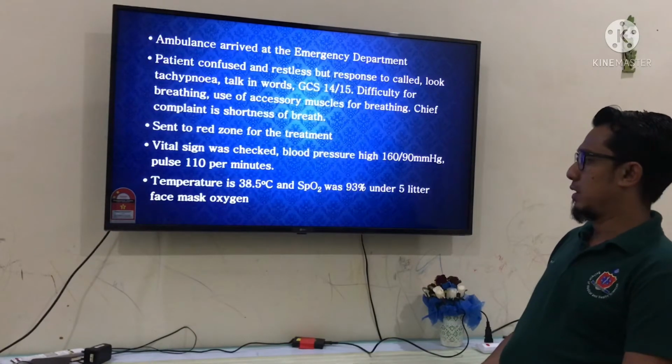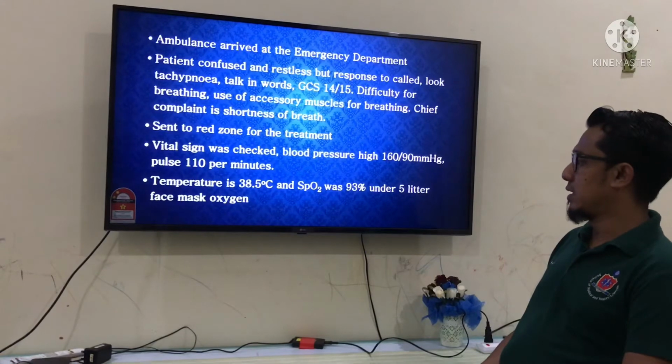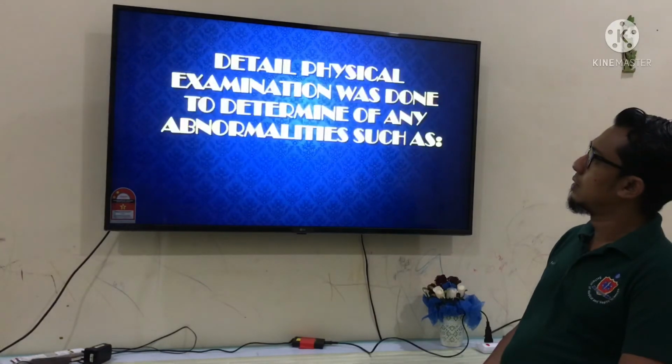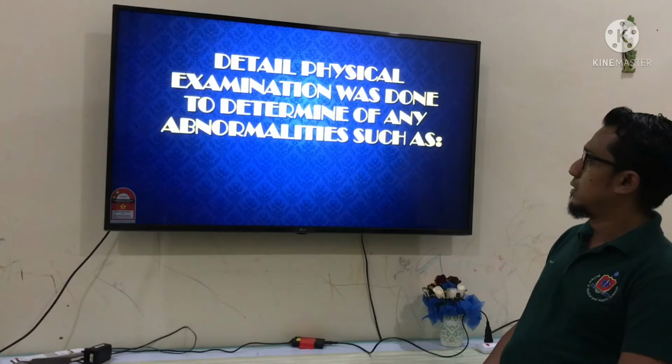Okay, vital sign diambil kat red zone. Vital signs were checked: blood pressure high, 160/90, pulse 110 per minute. Temperature is 38.5 and SpO2 was 93 under 5 liter face mask oxygen. Okay, kat next one kita buat detailed physical examination.